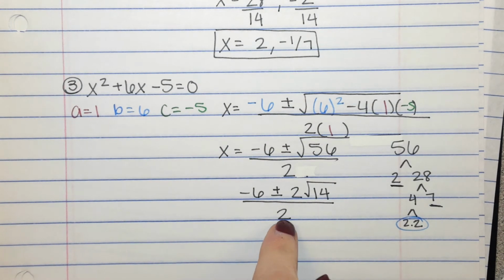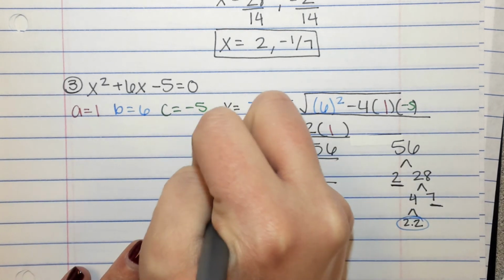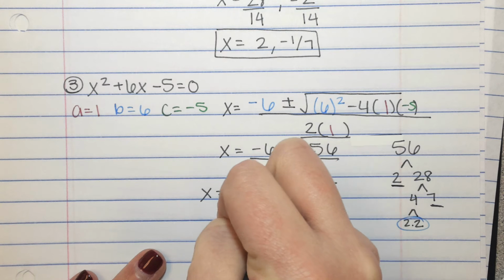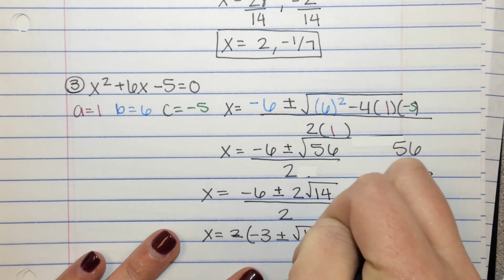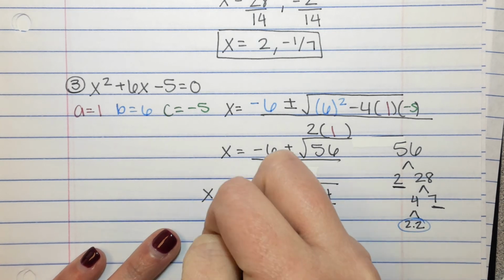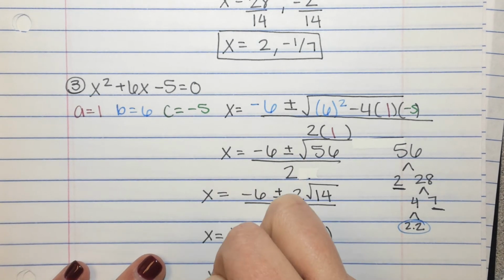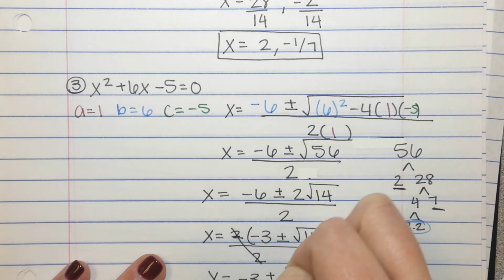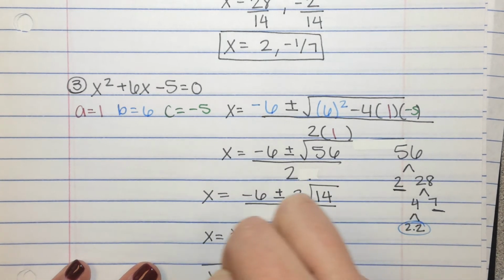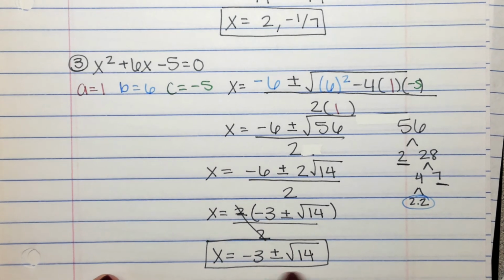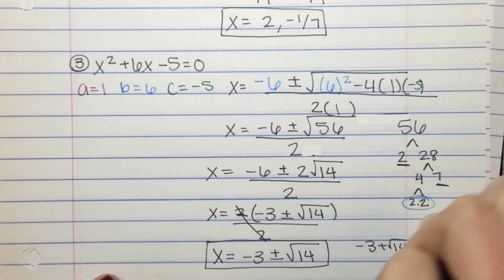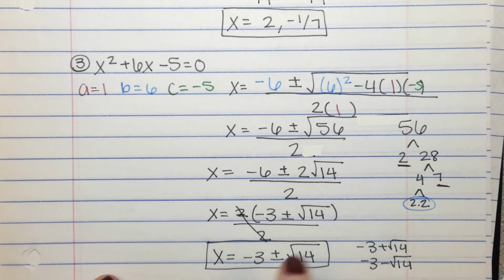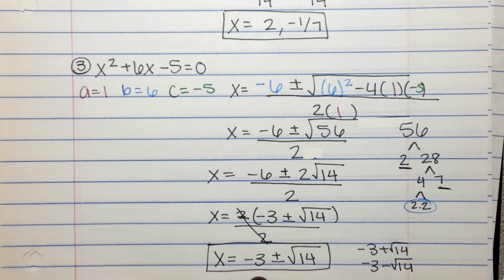Now, there's this 2 on the bottom. Well, I know that this is a 2 and this is even. So I'm going to pull out the GCF of 2. Okay, so it leaves me with negative 3 plus or minus the square root of 14 all over 2. Our 2's divide out, and that leaves us with x equals negative 3 plus or minus the square root of 14. Okay, and again, you can separate it. You can have negative 3 plus the square root of 14 and negative 3 minus the square root of 14. Okay, but I think you can leave it this way in Math Excel.